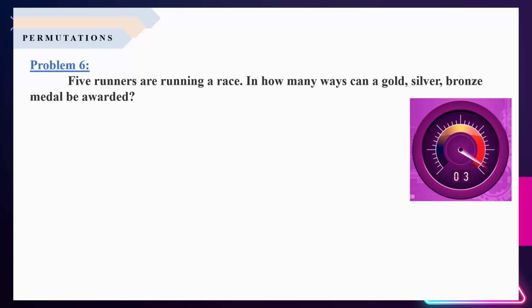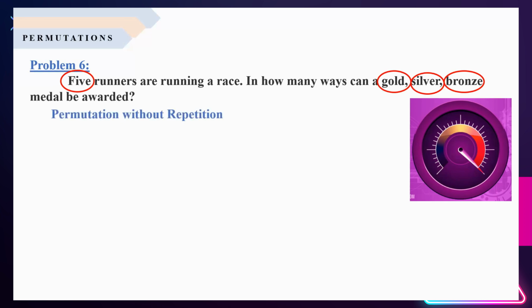Four, three, two, one. Okay, let us answer. So kung intindi natin yung ating problem, 5 runners are running a race. In how many ways can gold, silver, bronze medal be awarded? So may 5. And of course, isa lang yung magiging gold, isa lang yung makakuha ng silver, at isa lang yung makakuha ng bronze. So ibig sabihin, yan ay tumutukoy sa permutation without repetition. Okay? At ang formula na gagamitin natin ay permutation of n taken r at a time is equal to n factorial all over n minus r factorial.